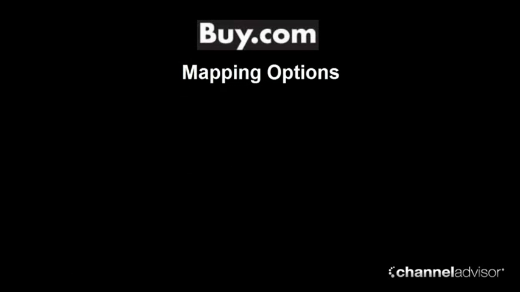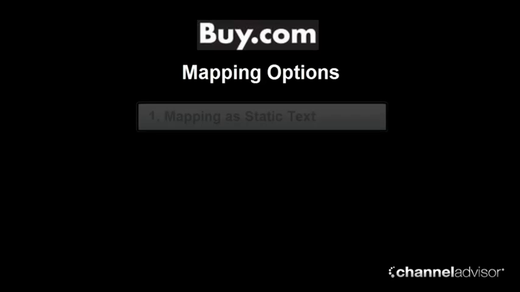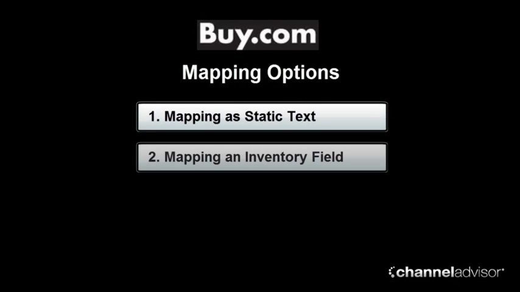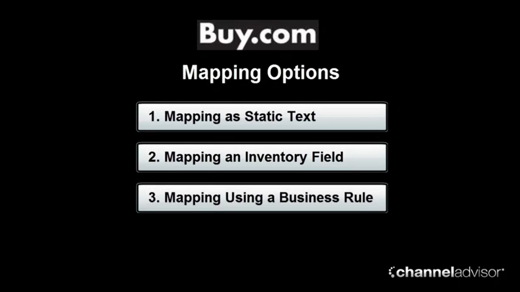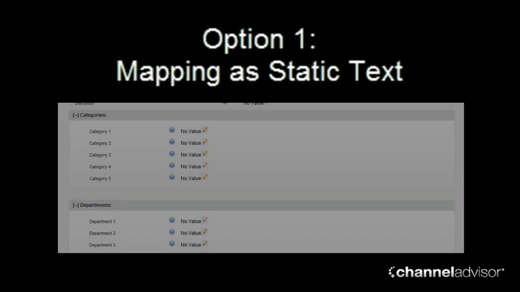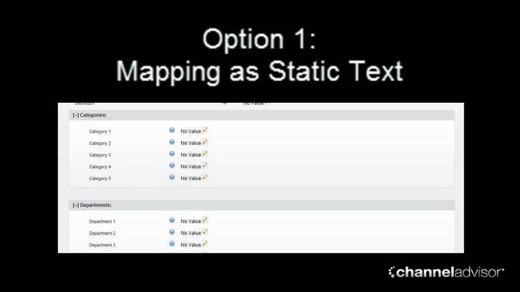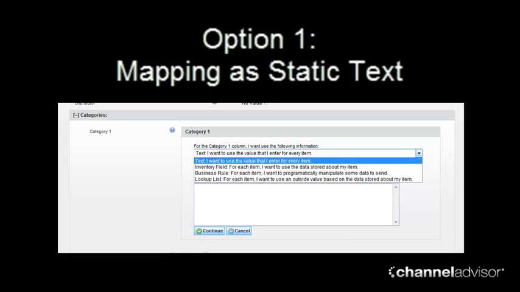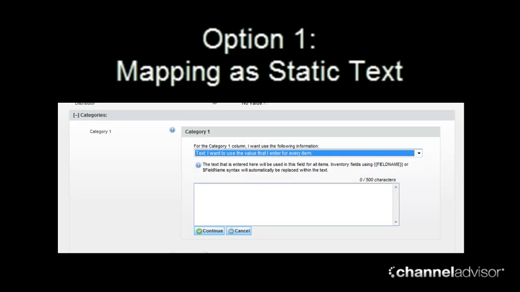When mapping a template field, you will have four options to choose from: mapping as static text, mapping an inventory field, mapping using a business rule, and mapping using a lookup list. The mapping as static text option is useful when you want to have the same value for all of your inventory items. For example, if all of your items have a condition of new, the text option would be useful to designate all your items as new.